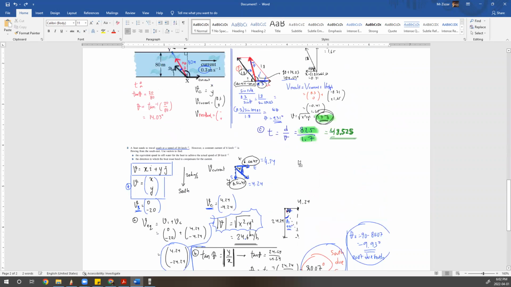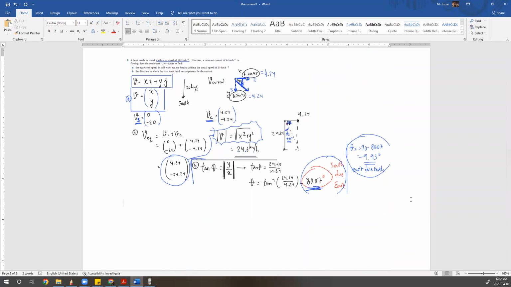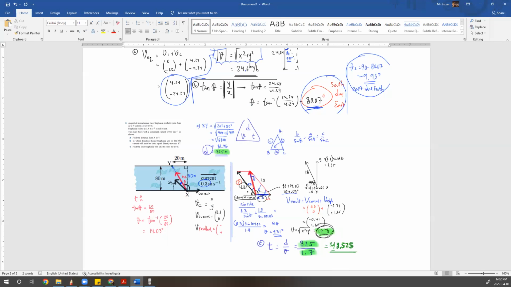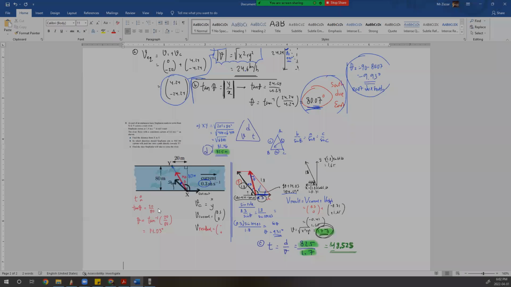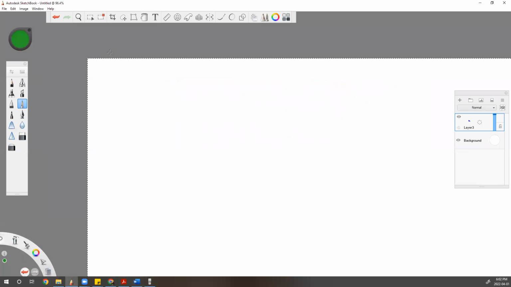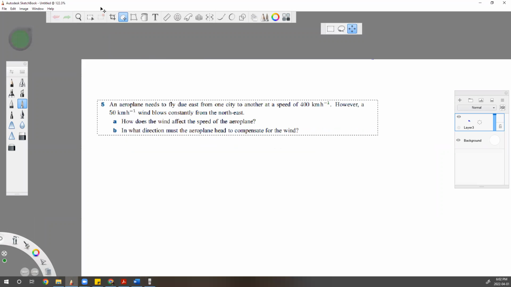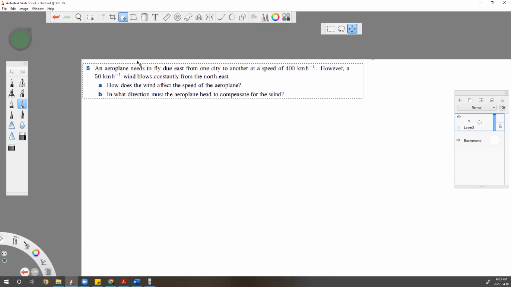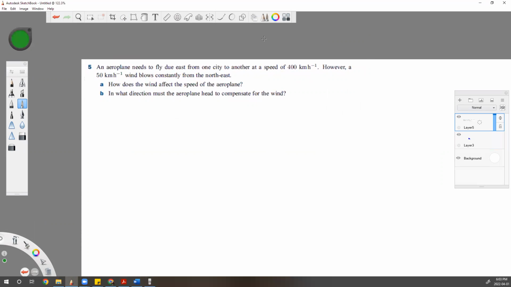Wait. Here. Let's go to number 5. Oh, piece of cake. Not hard. This is easier than number 4. An airplane needs to fly due east from one city to another at speed 400. So the velocity is going right. So the speed of the airplane is 400 and 0, right? So 400 kilometers per hour.